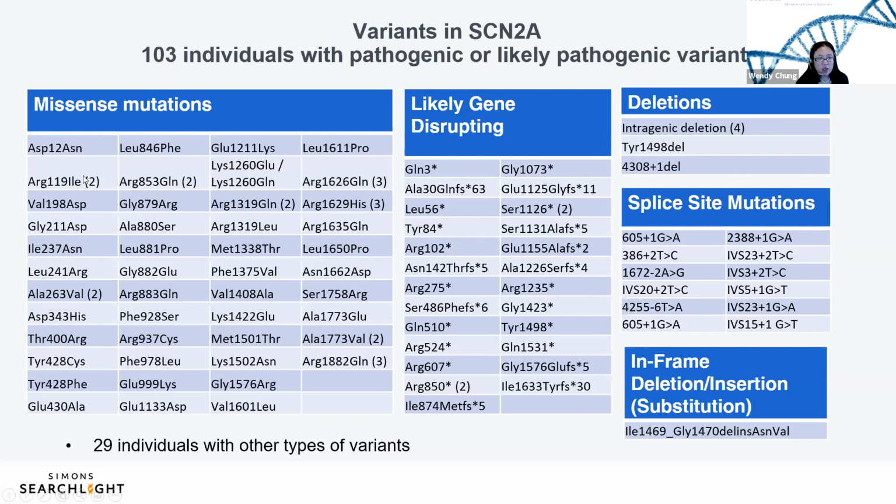In some cases, I've shown in parentheses a number after this, and what this means is that there are two independent families, two independent individuals, that have the same exact change. It doesn't mean they're related; it means that this happened in two different families independently. You can even see that in some cases there are three independent individuals with the same change. So you can see that there are many, many different changes within this channel.